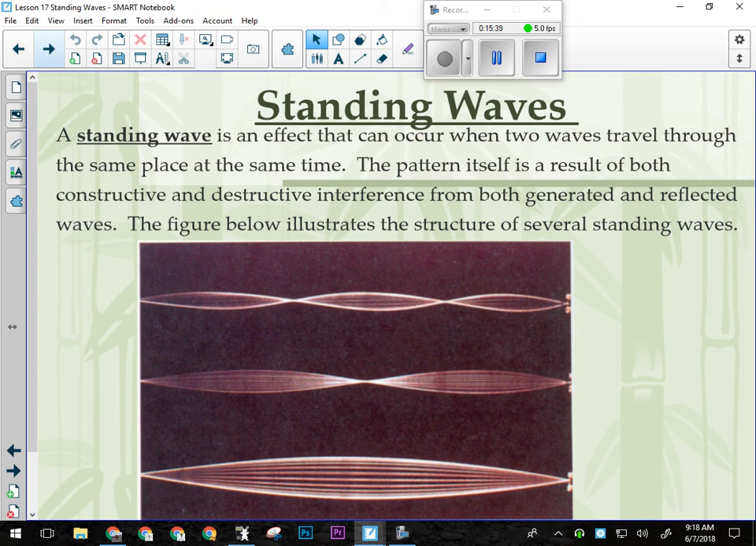So what I'll do here is I'll get my assistant Peter to come back up and hold on to one end of this spring, and I'll show you a few simple standing wave patterns here. All right, so those are standing waves.